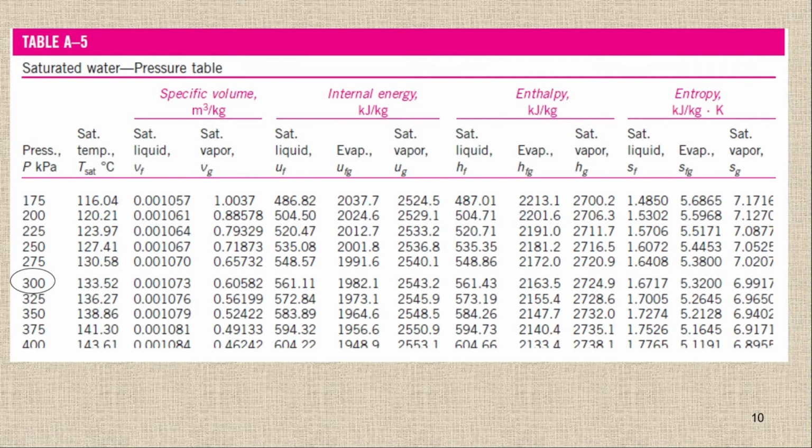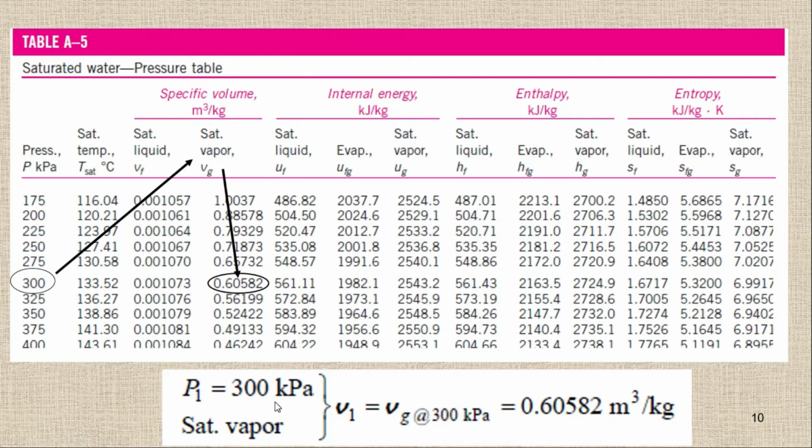So step number 1, we have 300 kilopascal pressure and saturated vapor like this one. We have to check the volume at point number 1, which is V1. At 300 kilopascal with saturated vapor, the volume is 0.60582. So V1 is basically Vg at 300 kilopascal, which gives 0.60582 meter cube per kg. So this is V1.